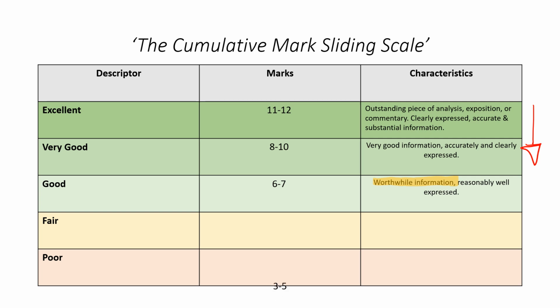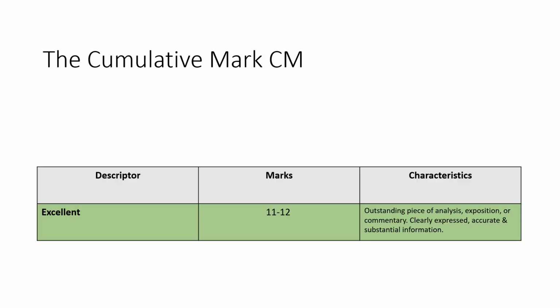A fair paragraph, you'll receive 3 to 5 marks, and the descriptors are limited information, barely stated. And a poor paragraph, hopefully none of us will be achieving this, 0 to 2 marks, trivial or irrelevant, grave errors included. Now let's look at these in a little bit more detail before we progress. Focus in on our cumulative mark and our excellent descriptor.